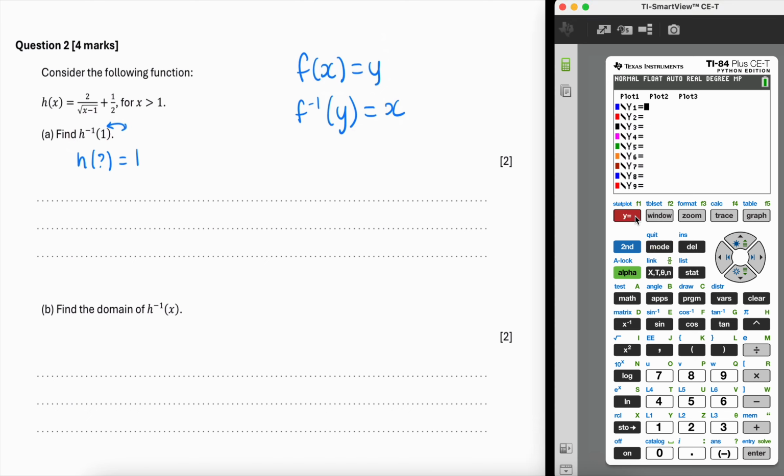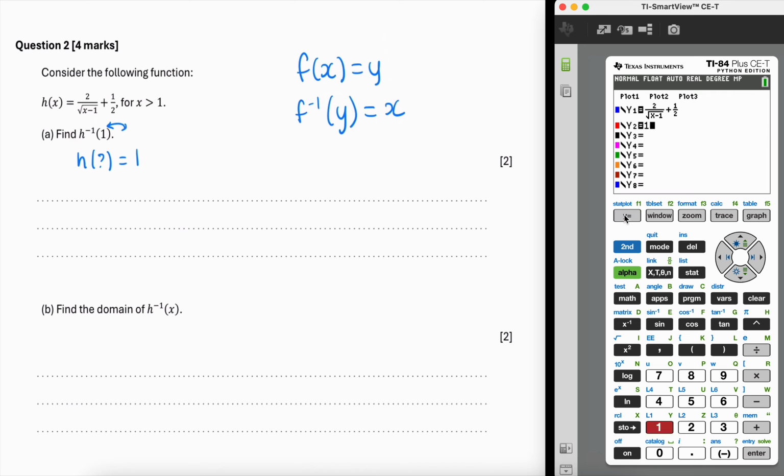So if we go to our calculator, we can plot the function, and the function is 2 divided by the square root of x minus 1. And next to that, we have added onto it a second fraction of 1/2. So this is what the function looks like. This must be the value of 1, which is where we start at because it told us we're only interested in x bigger than 1. And we want to find what is the x value when y equals 1.